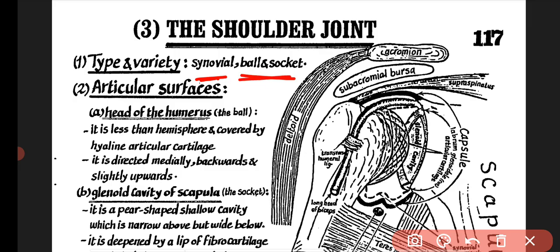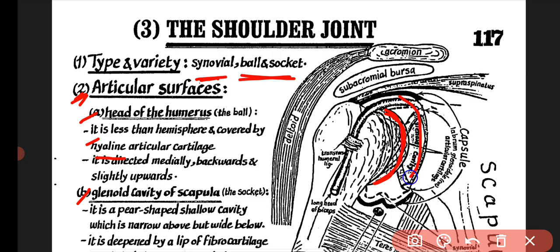The shoulder joint is formed by the articular surfaces. First, the head of the humerus, the ball, which is less than a hemisphere and covered by hyaline cartilage. And the next one is the glenoid cavity of the scapula.